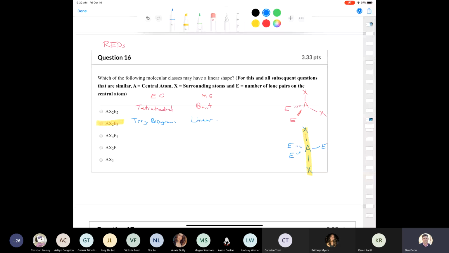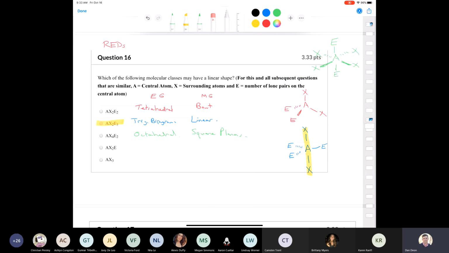Let's take a look at the next ones just to be thorough. We have AX4E2. That's a total of 6 regions of electron density, and so that's going to be octahedral. If we draw that out, we would have A with 4 X's, like this. And then we're going to have our 2 lone pairs down like this. And so the molecular geometry would be square planar. Let me see if I can move this out of the way. There we go. Good enough.